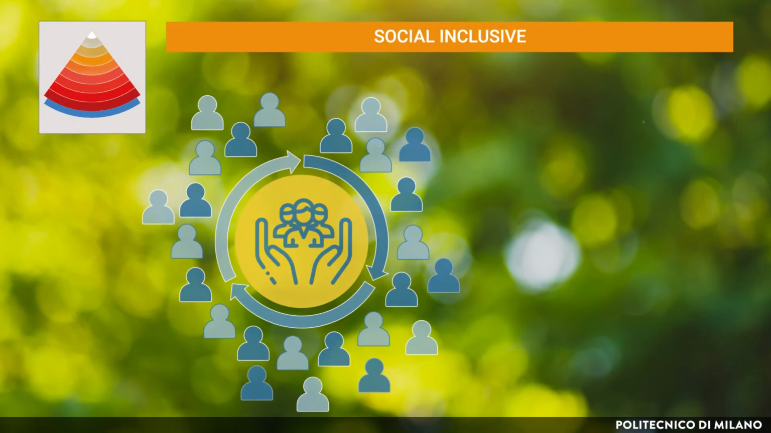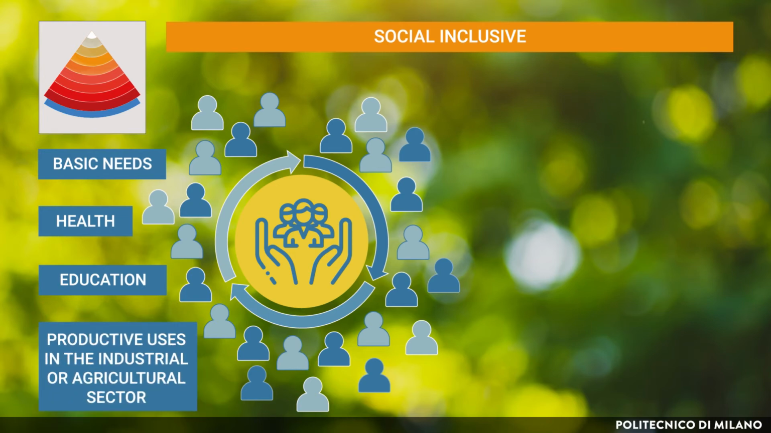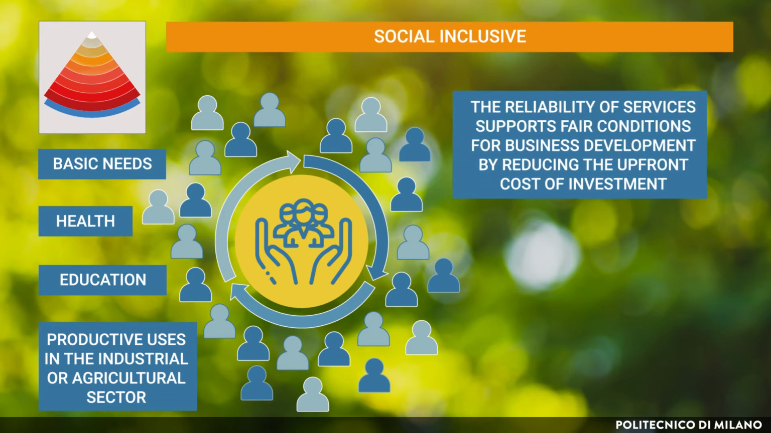Social inclusive. Third, infrastructure needs to act on the social divide, providing services for all in order to meet basic needs, community expectations like health and education, productive uses in the industrial or agricultural sector. In addition, the reliability of services supports fair conditions for business development by reducing the upfront cost of investment that otherwise could be met only by higher income categories.